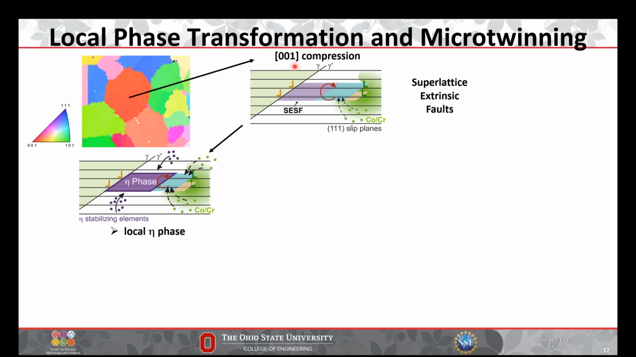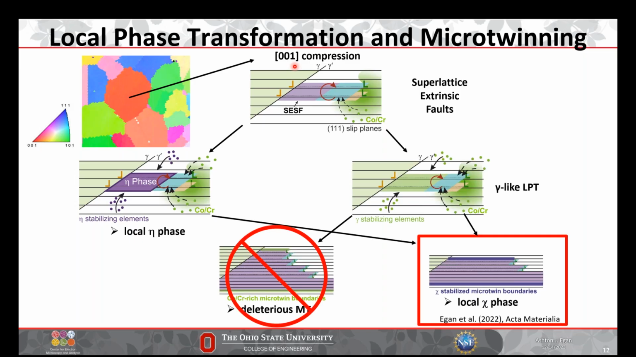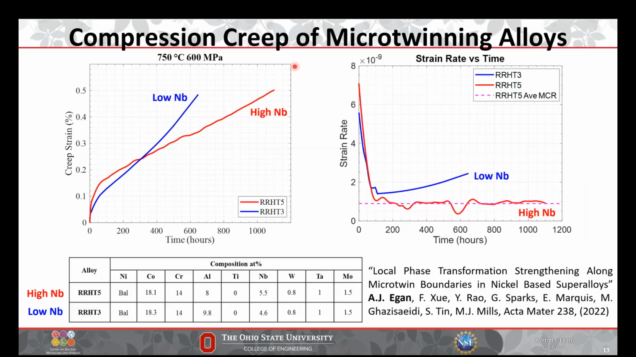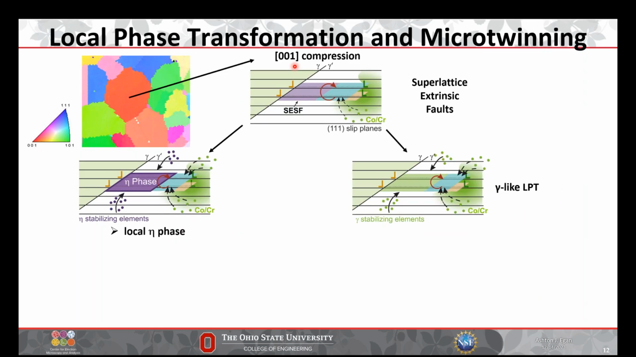Okay, and so why would we want this local eta phase? Well, there's a route that this can take that's not so good for performance. The local eta phase is one of the preferred ways that we would like this to deform. But, oh, don't want to let it happen there. Kind of skipped ahead. But basically, the quote unquote bad way that this could deform or go is more gamma stabilizing elements segregating to these defects. And this is what we call a gamma like local phase transformation.